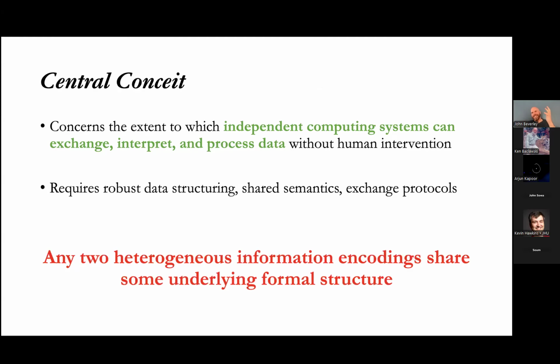But again, the emphasis is the same here. The central conceit, that is, any two heterogeneous information systems share some underlying formal structure. Now, it's often a lot easier to see when we're getting to the machine-machine side.